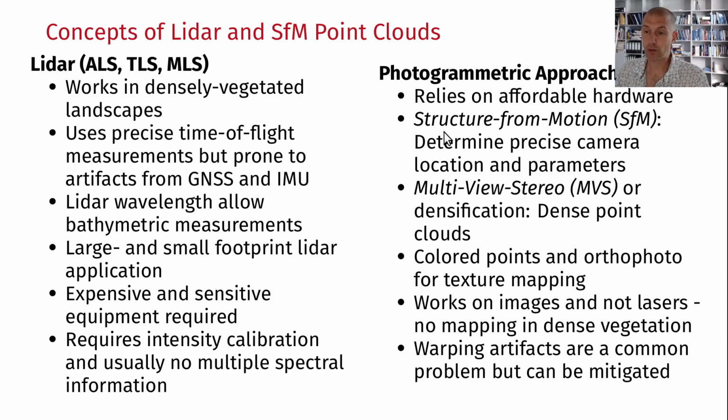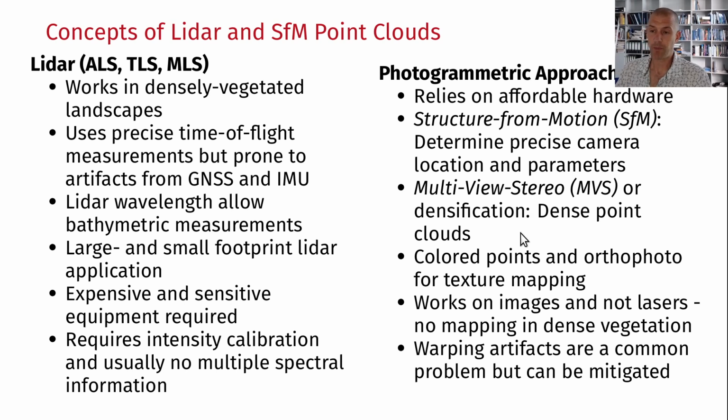The structure from motion point clouds rely on precise camera locations and camera parameters. So the better your optics, or I should say the better you have calibrated your optics, the better and more precise the results. And usually structure from motion is bundled with multi-view stereo. That is a process that generates a depth map, a disparity map, but very often you just say structure from motion and you drop the multi-view stereo, although that is an important point, because these are fundamentally different processes.